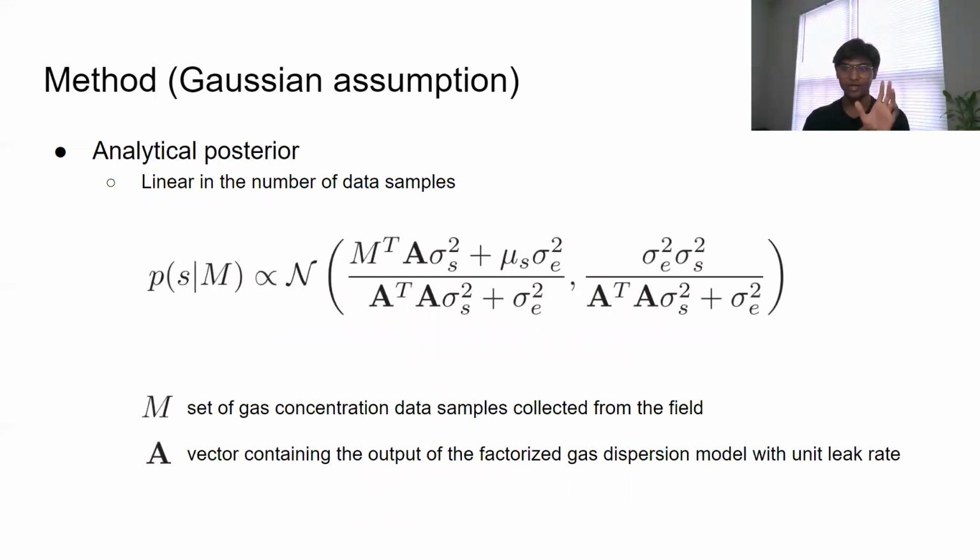Once we made the prior a Gaussian distribution and ensured that the likelihood is also a Gaussian distribution, we derive the posterior, which again is going to be a Gaussian distribution. The capital M over here is a set of data collection samples that were collected from the oil field. And the bold capital A is a vector containing the outputs of the factorized gas dispersion model with unit leak rate. Because Gaussians can be computed analytically, its computation cost is linear in the number of gas concentration data samples.